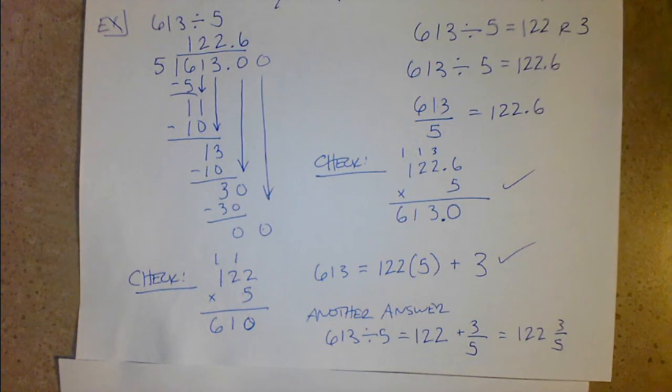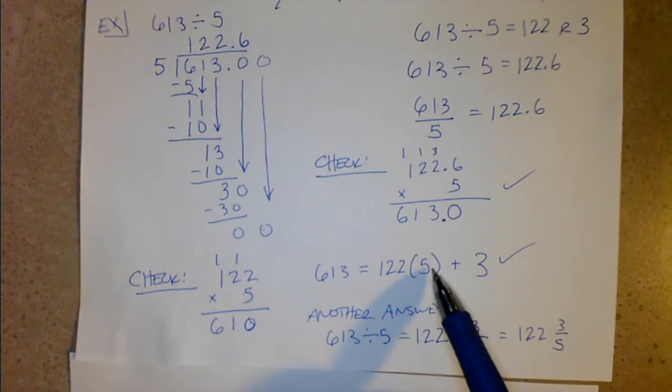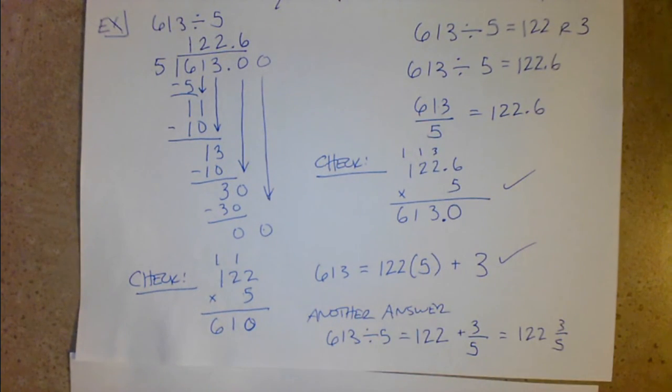So multiple different ways to write your answer, to express your answer, but they're all getting at the same value. They're all getting at how many times does 5 go into 613, and then is there anything left over? And again, this remainder should never, ever, ever exceed your divisor 5, or whatever the divisor happens to be in your problem.